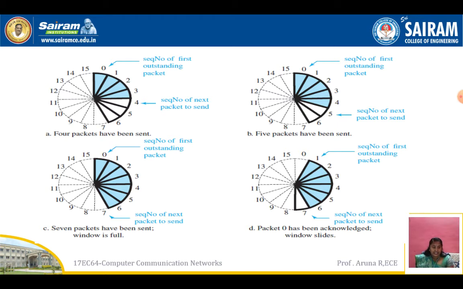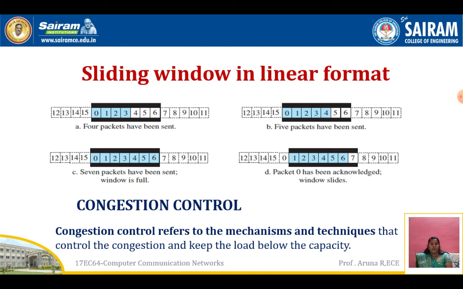When the packets are sent, they will be colored, and when the packets are acknowledged, the window will be moving in a circular direction. For our ease, we have used a circular motion. The sliding window can also be in a linear format. Here you can see it is easier for us to understand. Same example as what we have discussed.